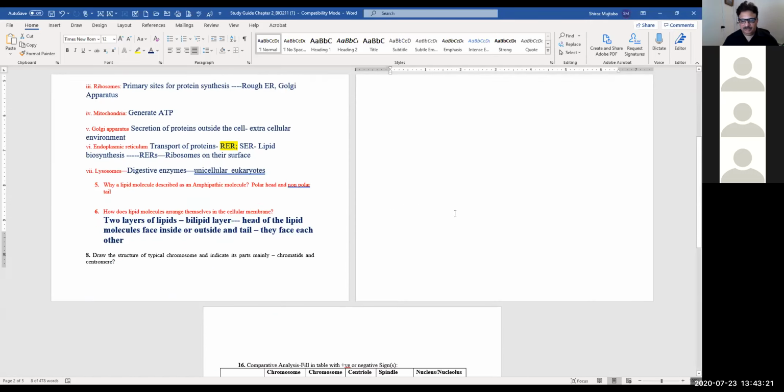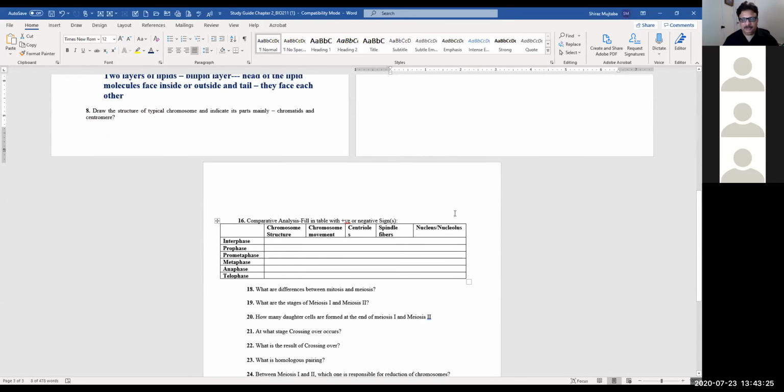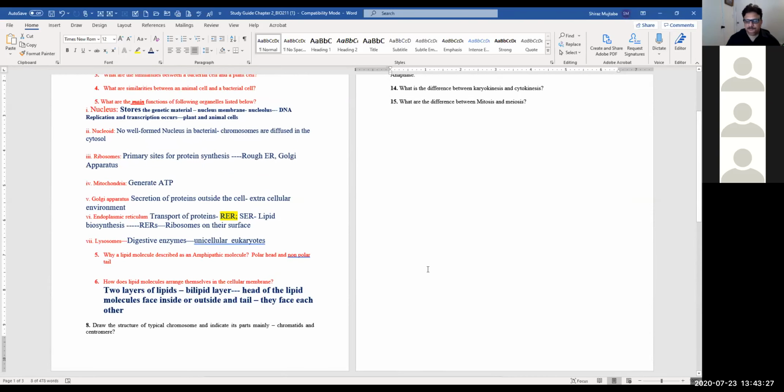Now, question number 15. What are the differences between mitosis and meiosis?